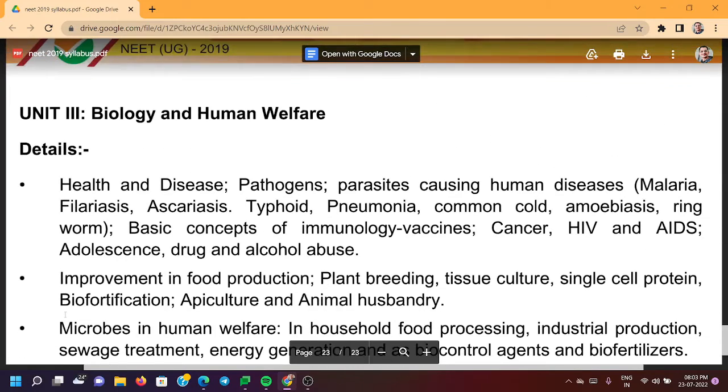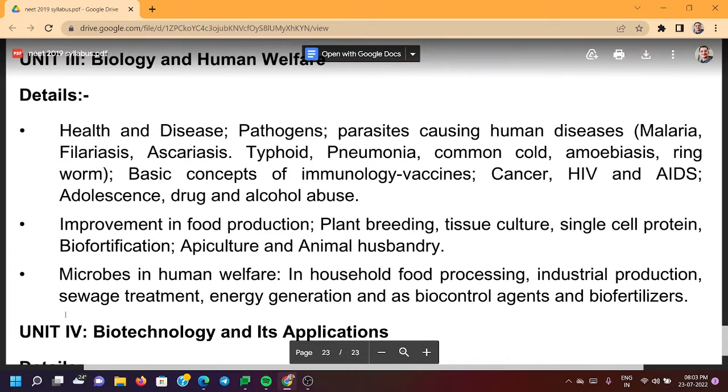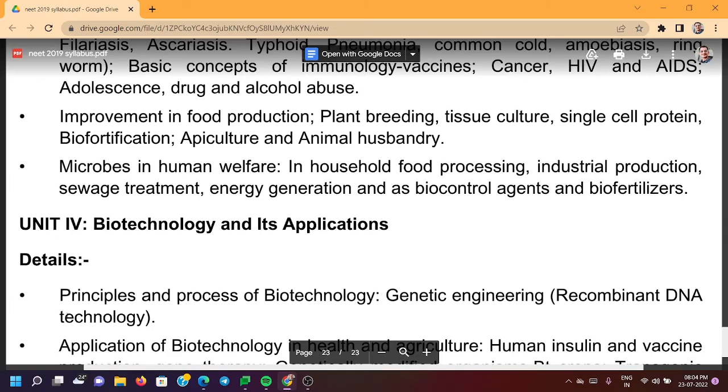Class 12th, Unit 3, Biology and Human Welfare. Health and disease, pathogens, parasites causing human diseases: malaria, filariasis, ascariasis, typhoid, pneumonia, common cold, amoebiasis, ringworm. Basic concepts of immunology, vaccines, cancer, HIV and AIDS, adolescence, drug and alcohol abuse.